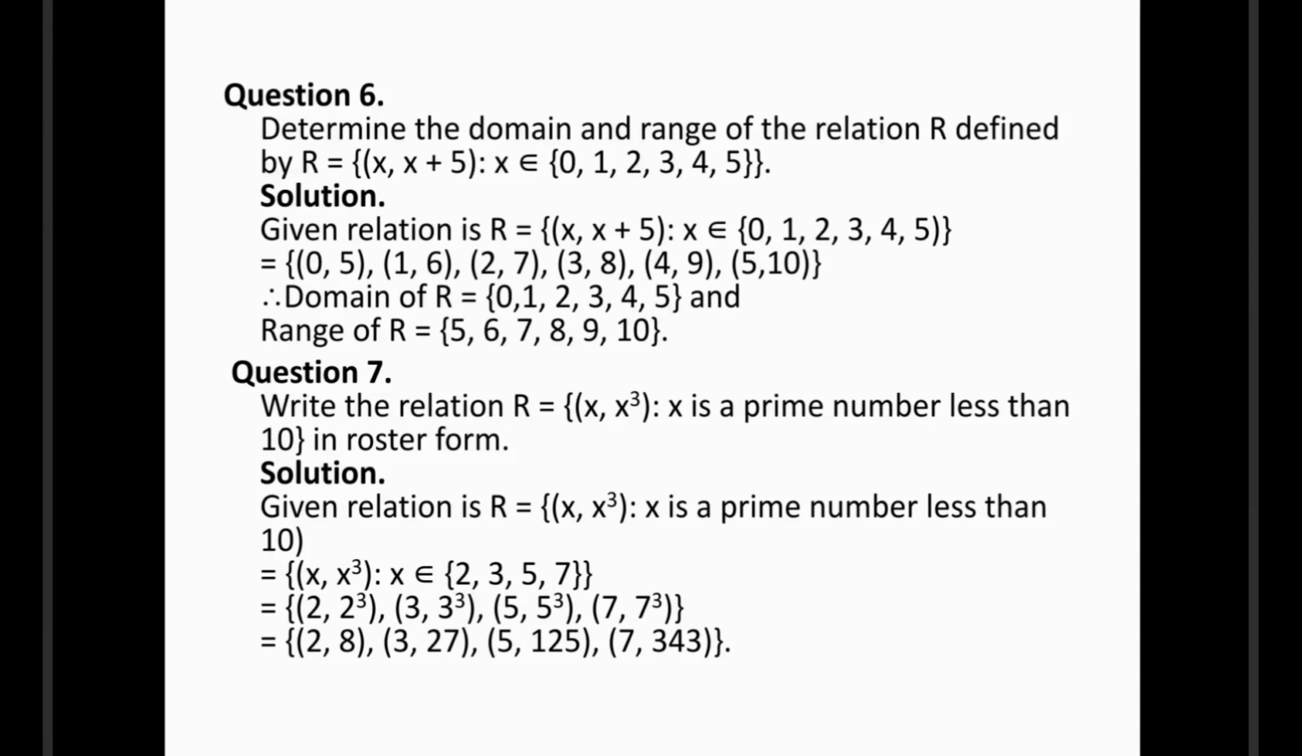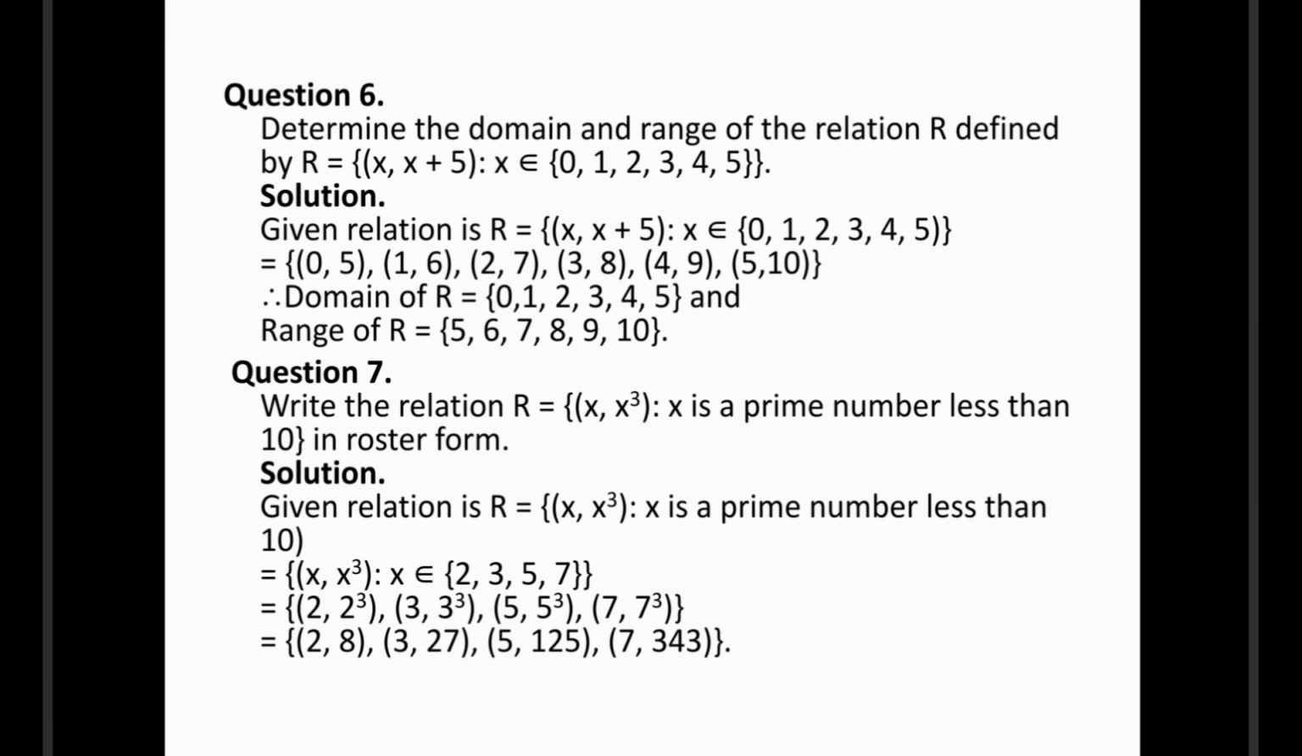Next, question number 7. Write the relation R equal to {(x, x cube)}, x is a prime number less than 10, in roster form. Solution. Given relation is R equal to {(x, x cube)}, x is a prime number less than 10. So (x, x cube) for all x belongs to {2, 3, 5, 7}.